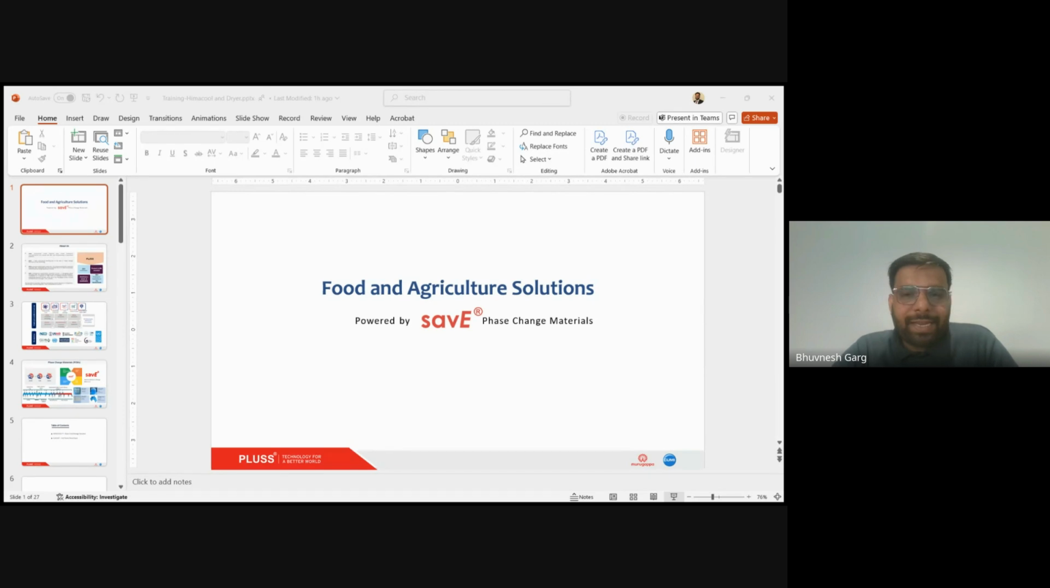So the second product is Agun. Agun is a solar food dryer, for drying any food item. As the name suggests, Agun is a Bengali word, the meaning of which is fire. That's like Aag. Aag is the Hindi word, but Agun is the Bengali word. So that's how we kept the name of the solar dryer as Agun.